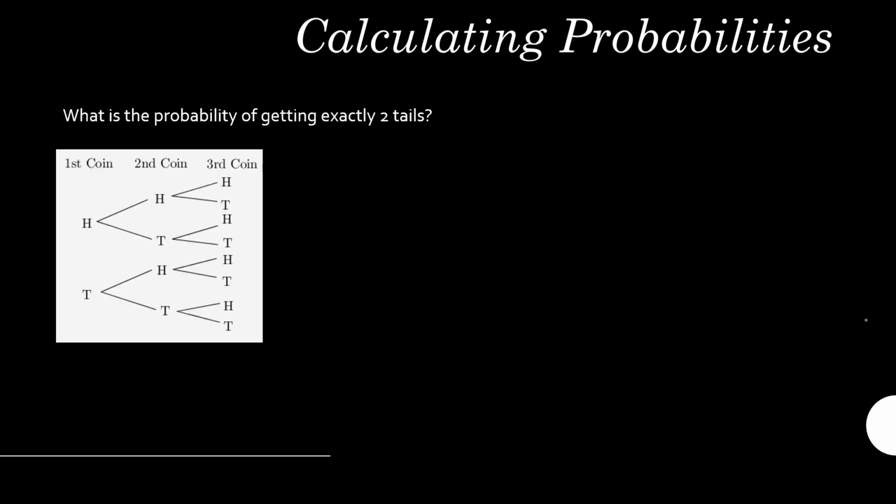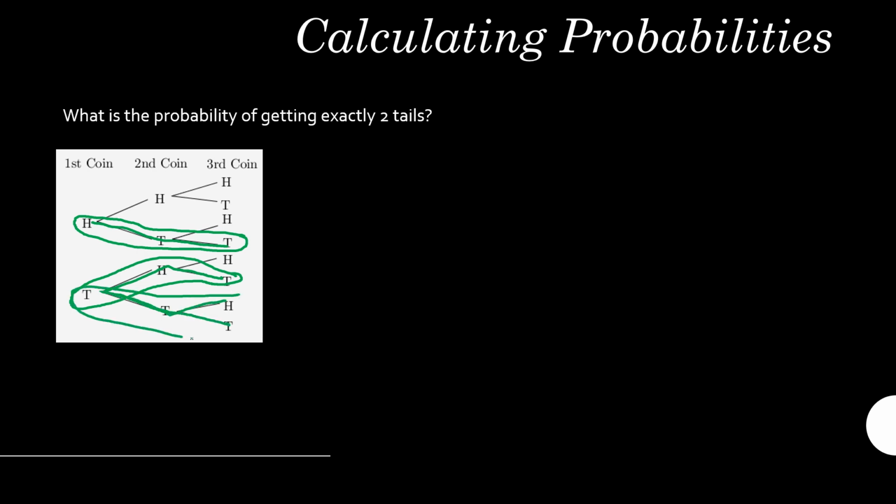I read it. Next one says, what is the probability of getting exactly 2 tails? Okay, so for this one, what I want to look at is which one of my branches will I come across 2 tails? Like this first one here, I have head, tails, tails. That's 2. I could have tails, head, tails. That's also another one where I have 2. What about this bottom one? I could have tails, tails, head, or tails, tails, tails.